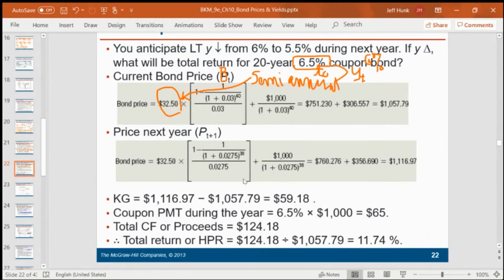And this part is just a tweaking of what I normally use: coupon payment over R times 1 minus 1 over 1 plus R raised to N, for the annuity part, plus the maturity value over 1 plus R raised to N.